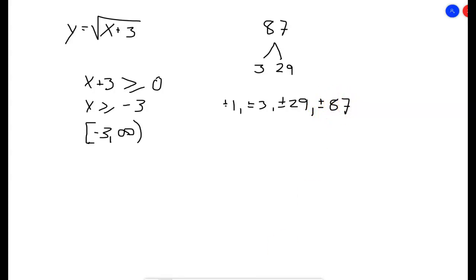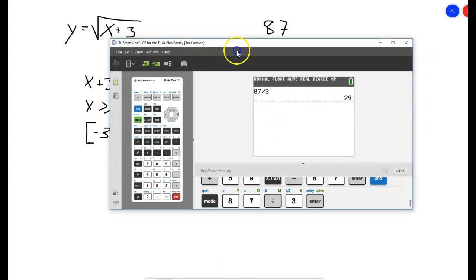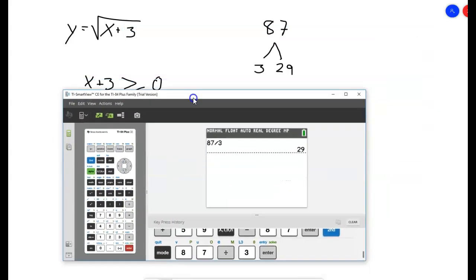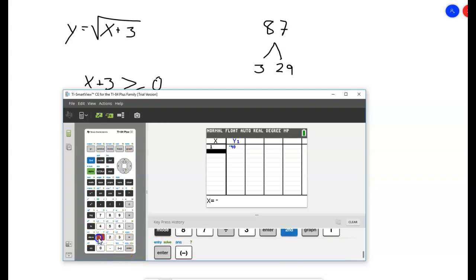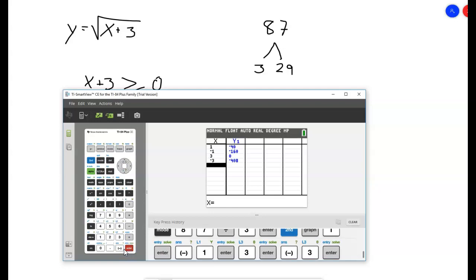All right, and since I already have that in my y equals function, remember what happens is if I evaluate the function at that number and I get 0, that means that it's a root of my function. So that's what I'm going to do here. I'm going to go ahead and go to my table, and we're going to start with 1. Nope, not a root. -1. Nope. 3. Oh, 3 is a root. -3. It's not a root. 29.